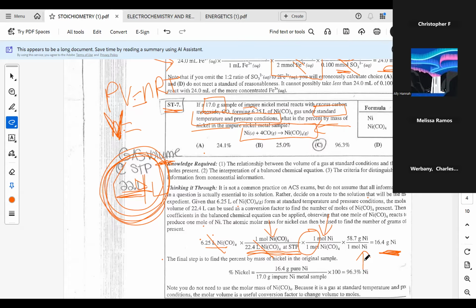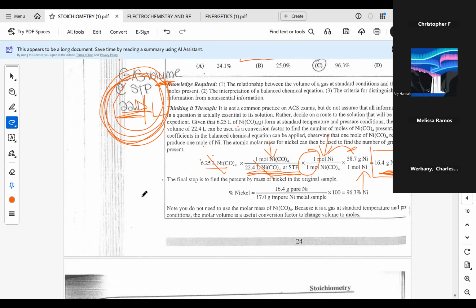We'll go to the periodic table, we'll look for nickel, and that's about 58.7. Yeah, I have 58.69. So in this last step, we would convert from moles of nickel to grams of nickel by multiplying by the molar mass in grams per mole. And we'll see that we have 16.4 grams of nickel out of our original 17-gram sample.